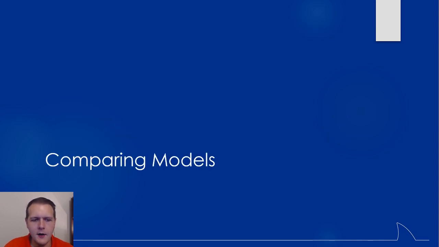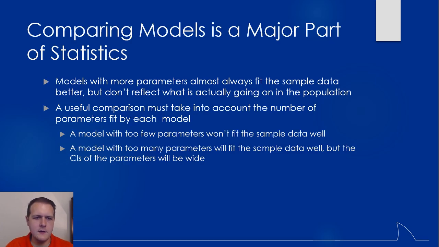Now let's look at how we can compare models. One of the things you'll find when looking at different types of models is that the more parameters they have and the more things they take into account, the better they will always fit the sample data, but it may not accurately reflect what's going on in your population. A model with too few variables just doesn't fit the sample data that well, so your predictions when applied to the larger population aren't going to be that accurate. On the other hand, if you have too many parameters, it may fit the sample data really well, but the confidence intervals are so wide that it's going to be kind of useless when you apply it to the larger population.